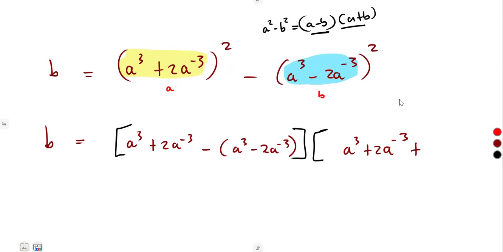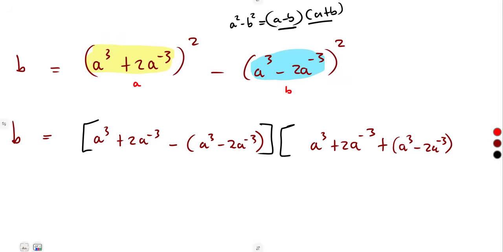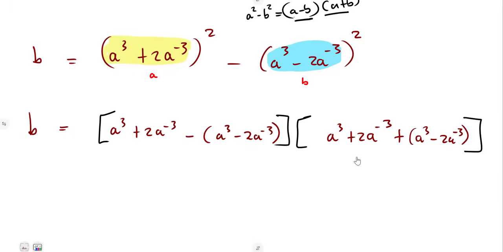We are adding b. Remember, I said addition, there's no need of brackets. But if you want, you can just open a bracket for b. A cubed minus 2a to the exponent of minus 3. This is what we have. So that's a minus b. This is a plus b. You have applied your difference of two squares.